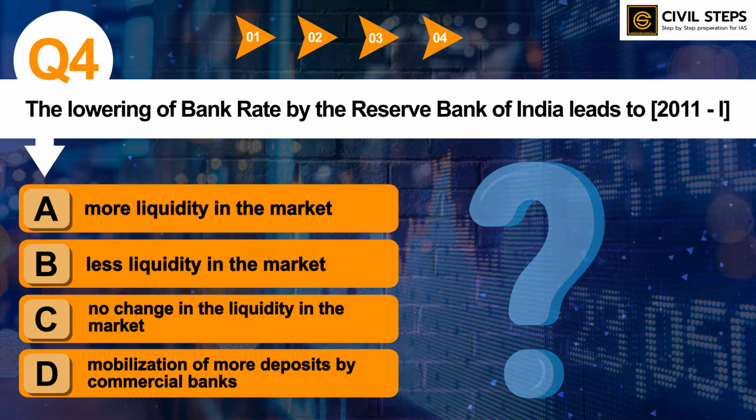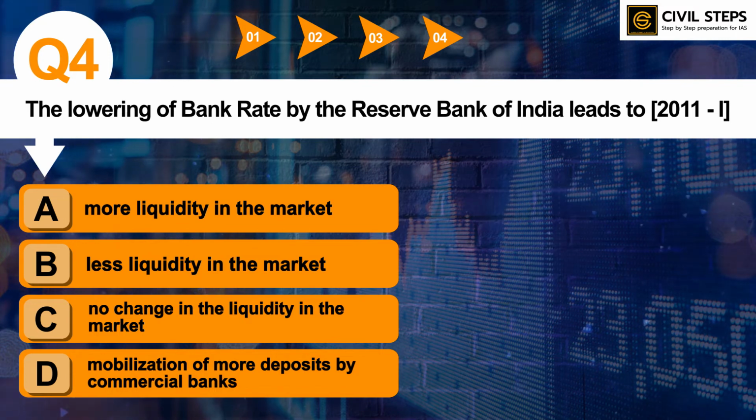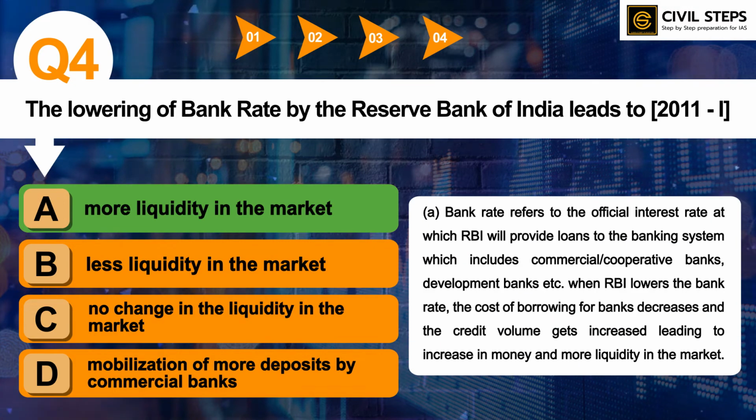I hope you have written the answer. So the answer of this question is option A, more liquidity in the market. So bank rate refers to the official interest rate at which RBI will provide loans to the banking system, which includes commercial or cooperative banks, development banks, etc. When RBI lowers the bank rate, the cost of borrowing for banks decreases and the credit volume gets increased, leading to an increase in money and more liquidity in the market.